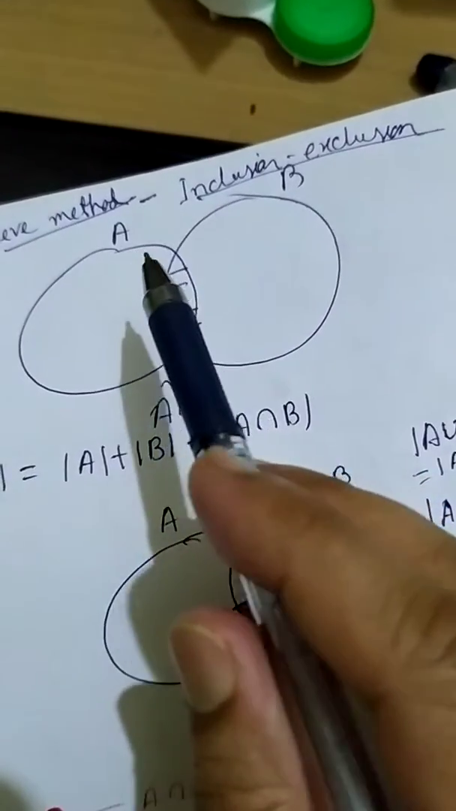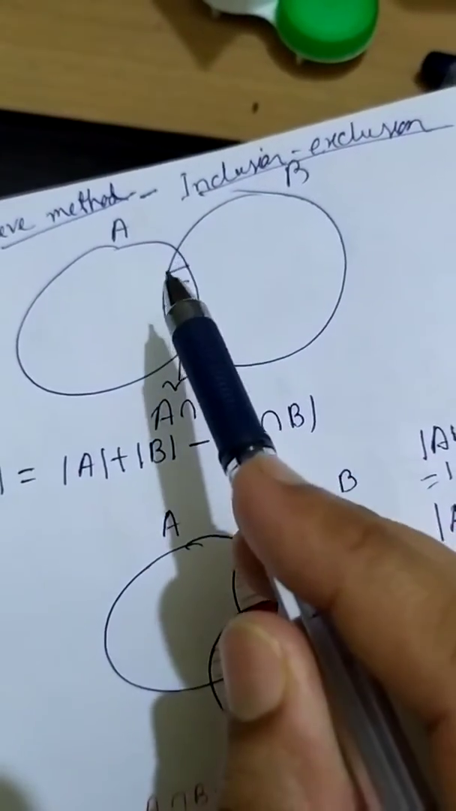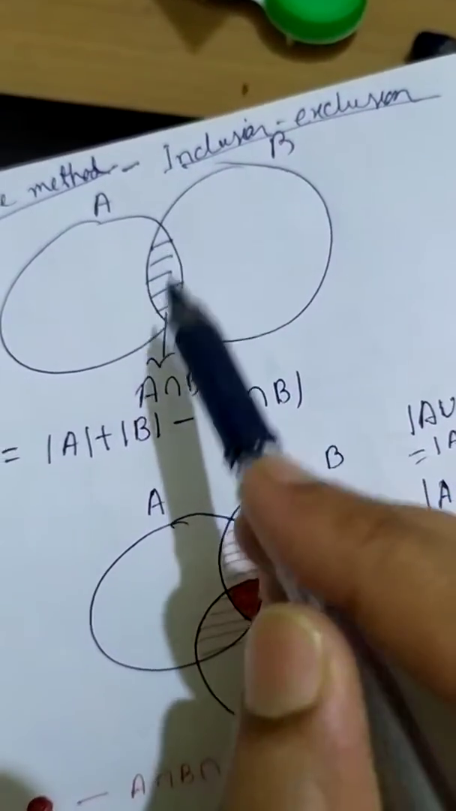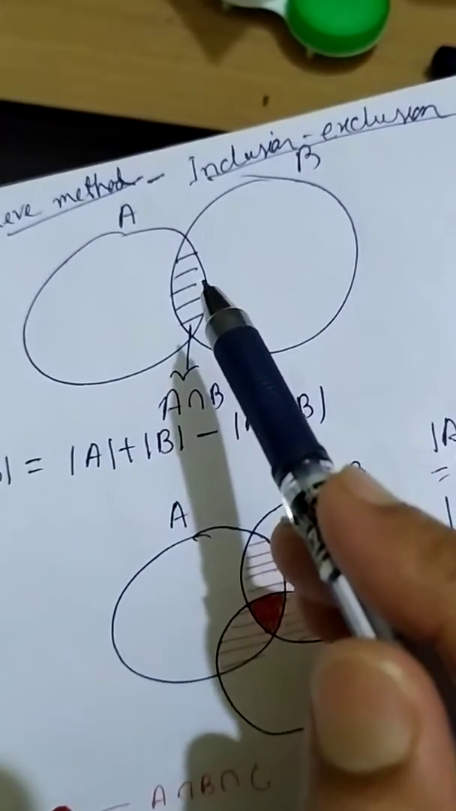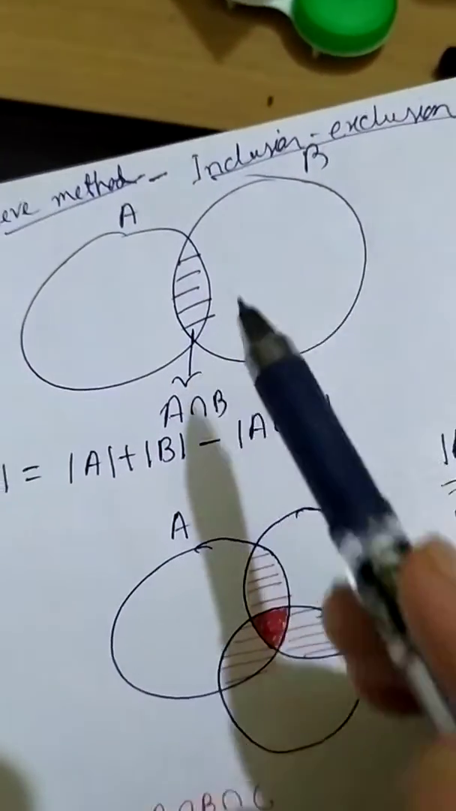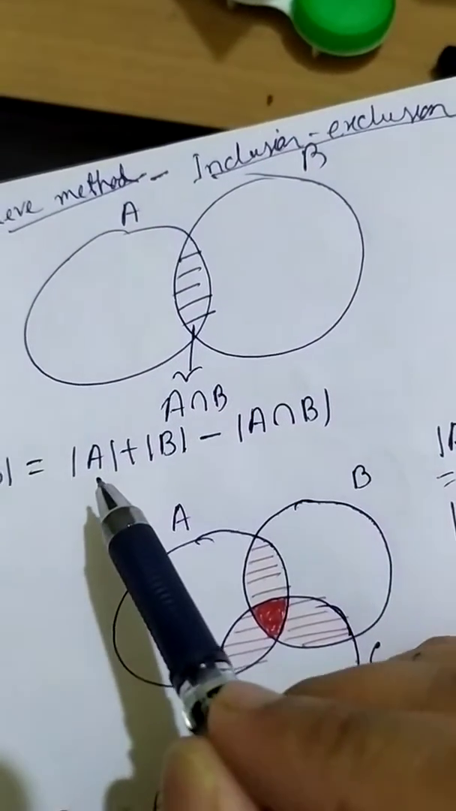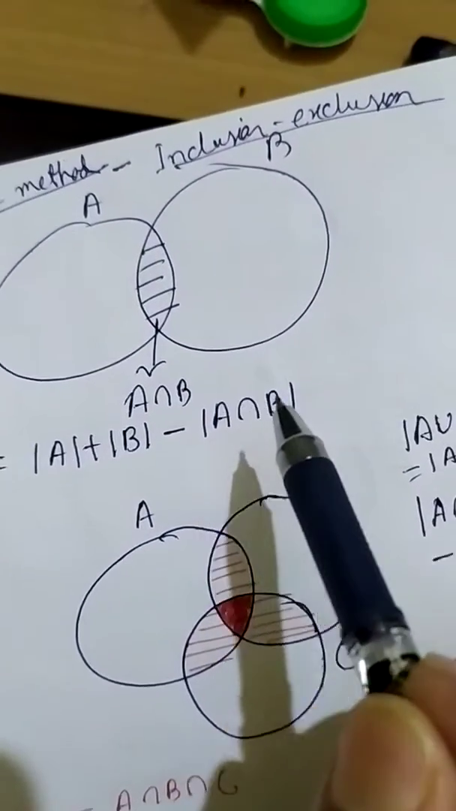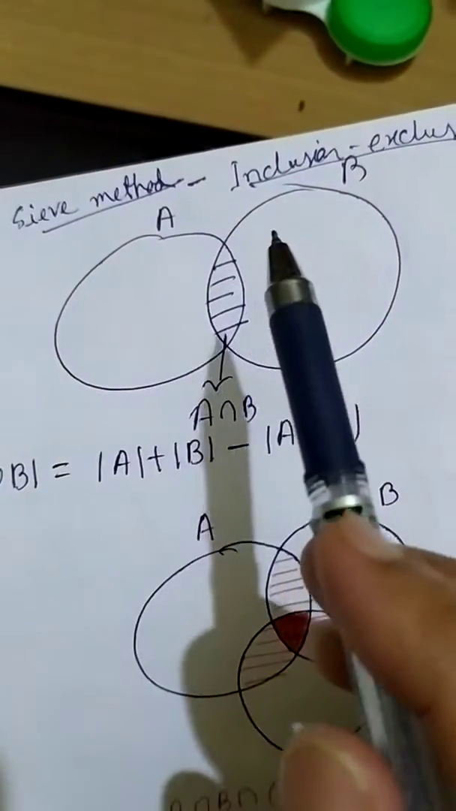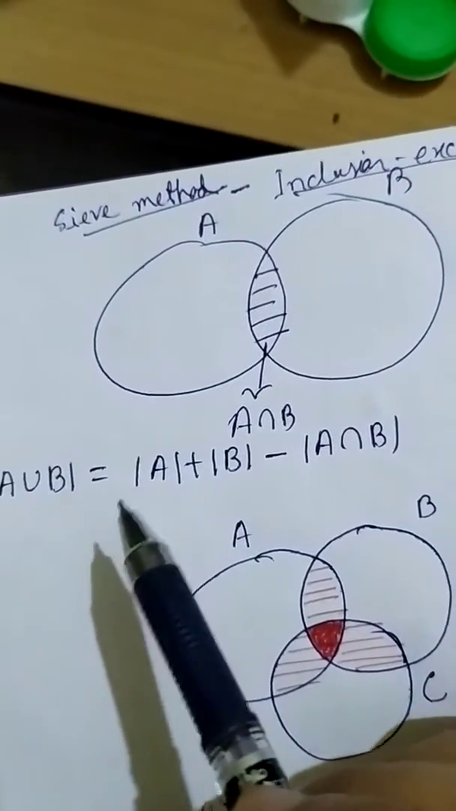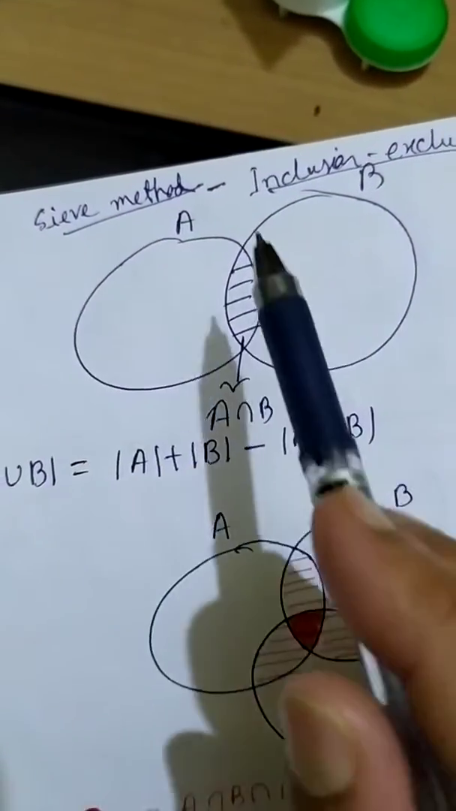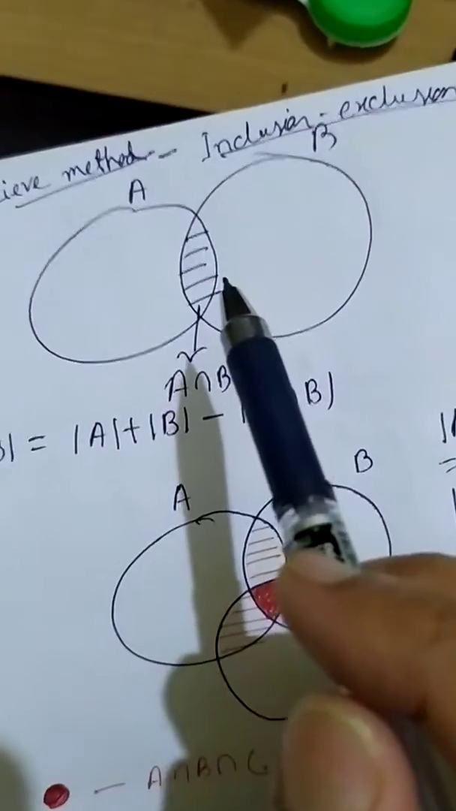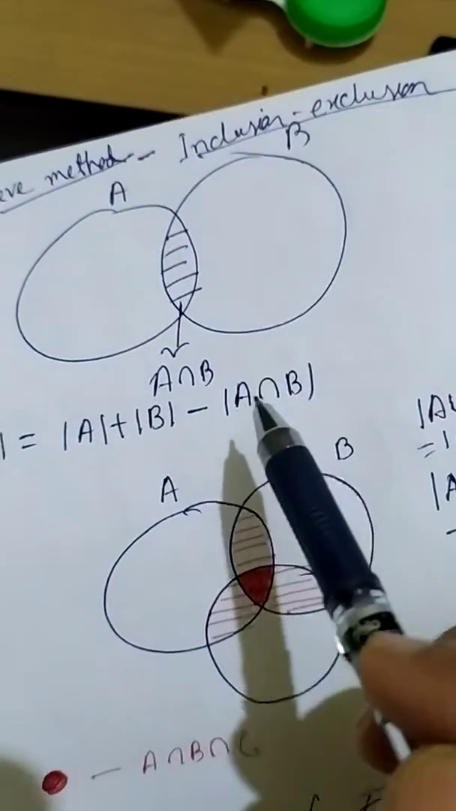But you can see, when we count the elements of A, this part is counted, and when we count the elements of B, this part is counted again. So we have to delete this part once. Therefore, after counting A and counting B, you have to subtract the number of elements in A intersection B. So this is for two sets, A union B. First you count the elements of A and then the elements of B. This part is counted twice, so we have to subtract this intersection part once.